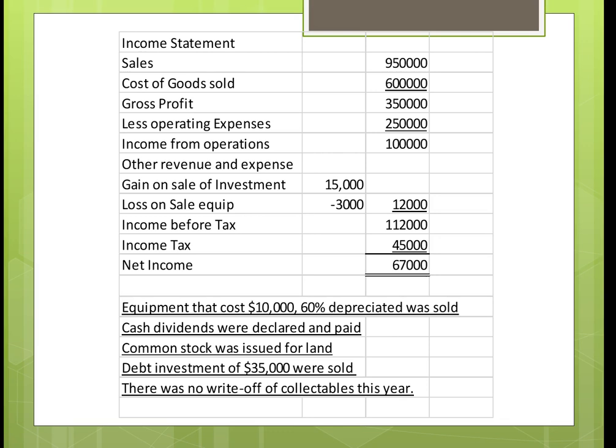Also, we'd need some additional information, like for instance, they said equipment that would cost $10,000 was sold and it was 60% depreciated, which means we're going to have to adjust the equipment account as well as the accumulated depreciation account, because we know when we sell equipment, we have to adjust both those accounts. Cash dividends were declared and paid, but it doesn't tell us how much. Common stock was issued for the land, so the change in the land account would be part of any sale of stock. And a debit investment of $35,000 was sold, and there was no write-off of collectibles this year.